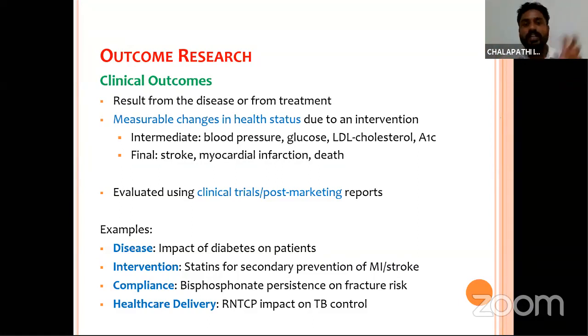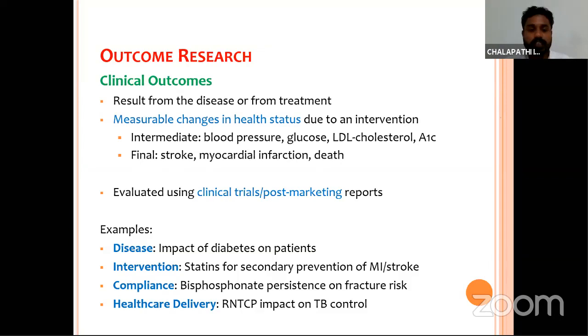So this is one type of outcome which we measure in outcome research. And this can be measured, as I said, in clinical trials or any kind of post-marketing studies such as cohort studies or other study designs. Here is one example: if you are looking into the impact of diabetes on patients, that is a kind of clinical outcome.